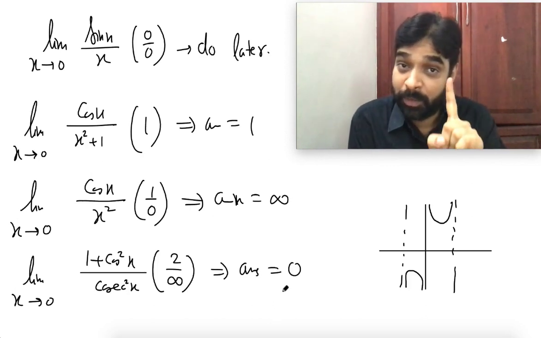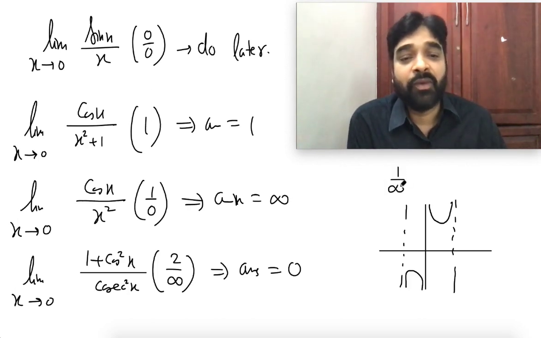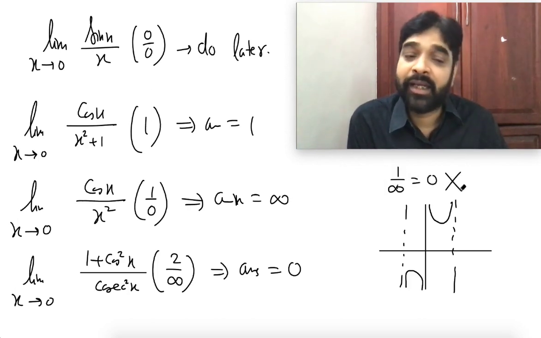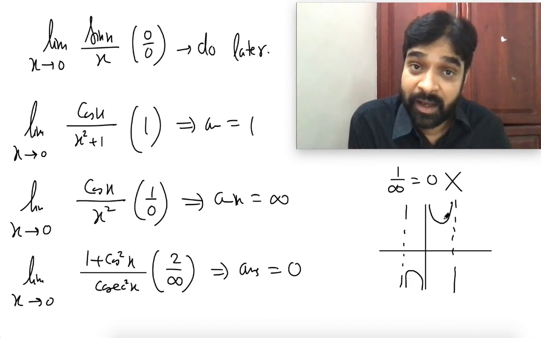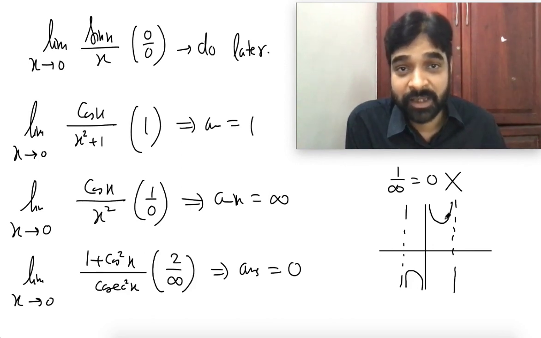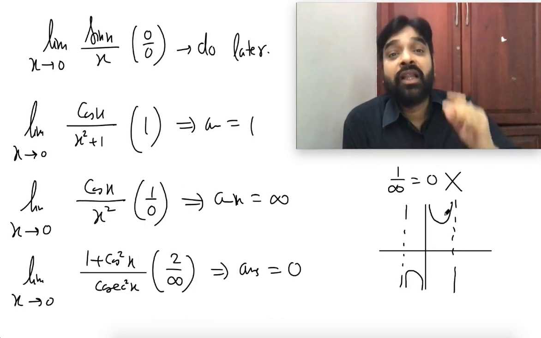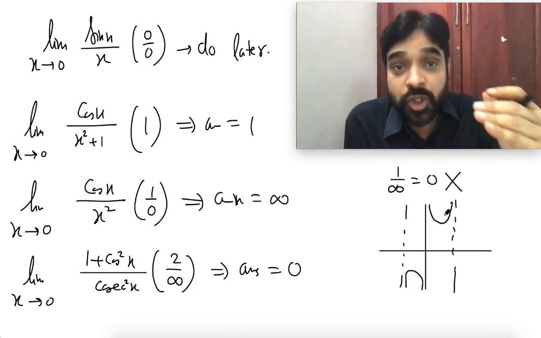Again, don't misinterpret. I never said in my life that 1 by infinity is 0. Don't take advantage of my bad English and develop a misconception. 1 by infinity is not 0.